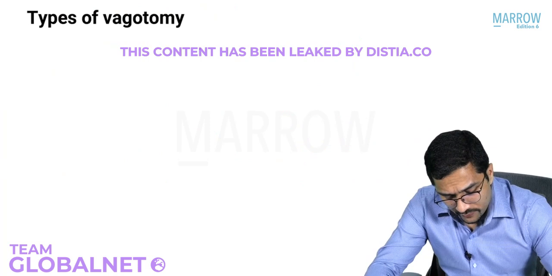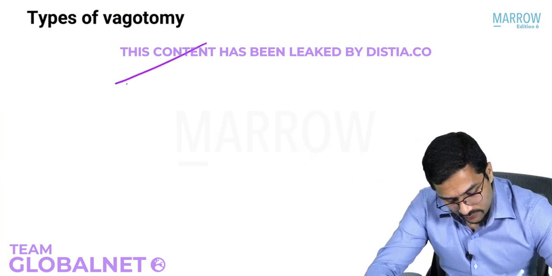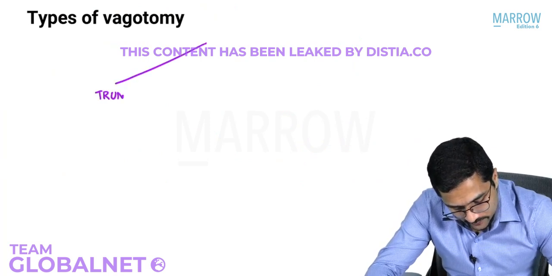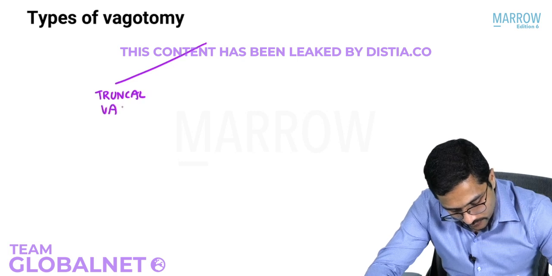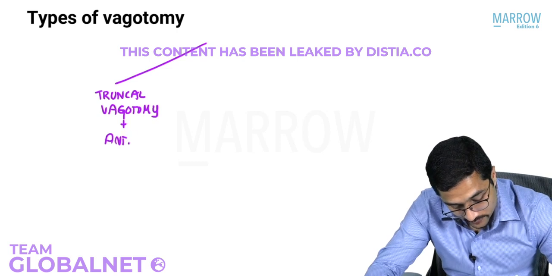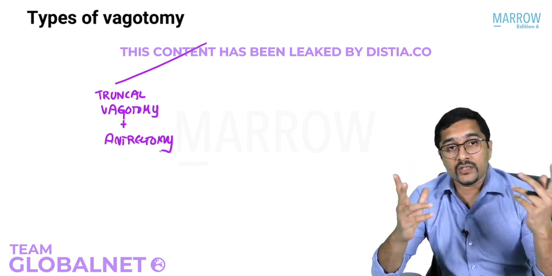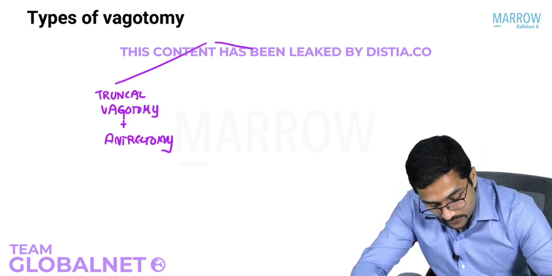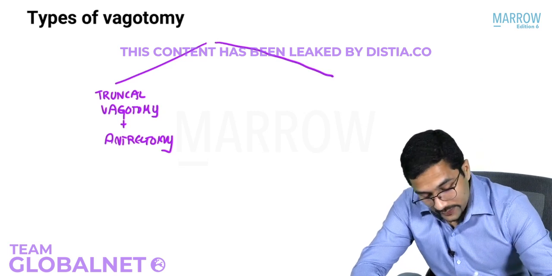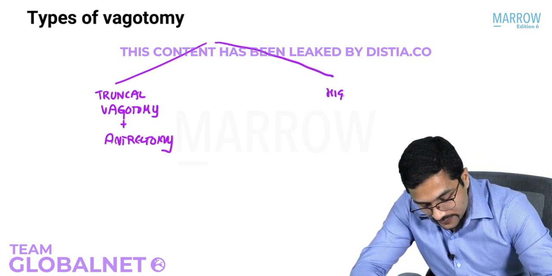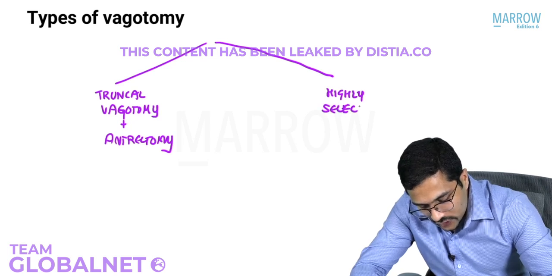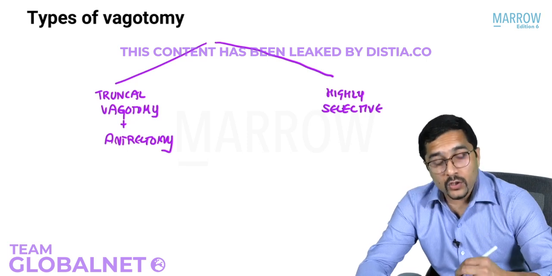So the types of vagotomy which were done were, one is truncal vagotomy plus antrectomy. This is the most aggressive one, where we are cutting the trunks of the vagus and we are cutting off the antrum, which is the acid producing area. On the other end of the spectrum, you have highly selective vagotomy. Highly selective vagotomy is when we just cut the branches of the crow's foot.